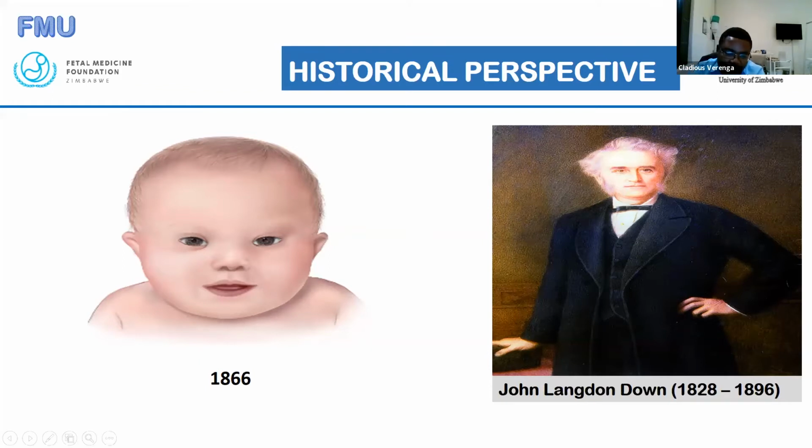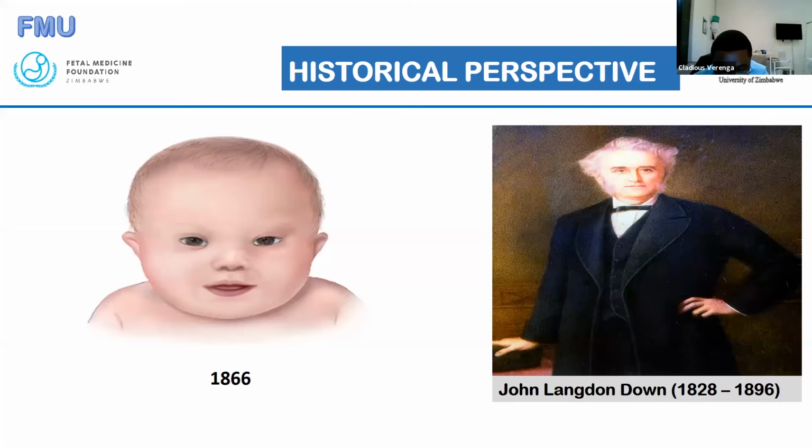So if we start with the Down syndrome story, in 1866, John Langdon Down noted that these babies being born had very funny faces, and a skin that looked like it was too big for their body. This is what Langdon Down noted. And he also noted that these babies had some neurological and some mental handicap of some sort along the way. So that was in 1866.